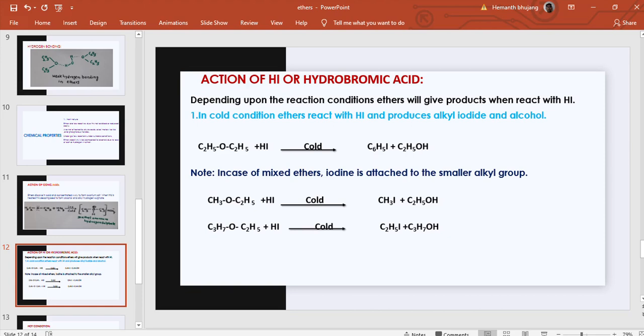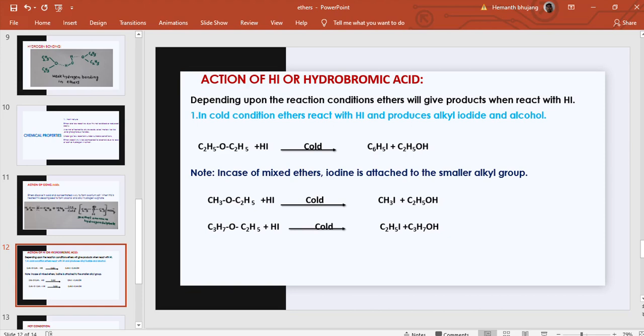Next, in the case of mixed ethers, the iodine is attached to the smaller alkyl group. See, in the first example, depending upon this statement, everyone will write the same product. That is C2H5.